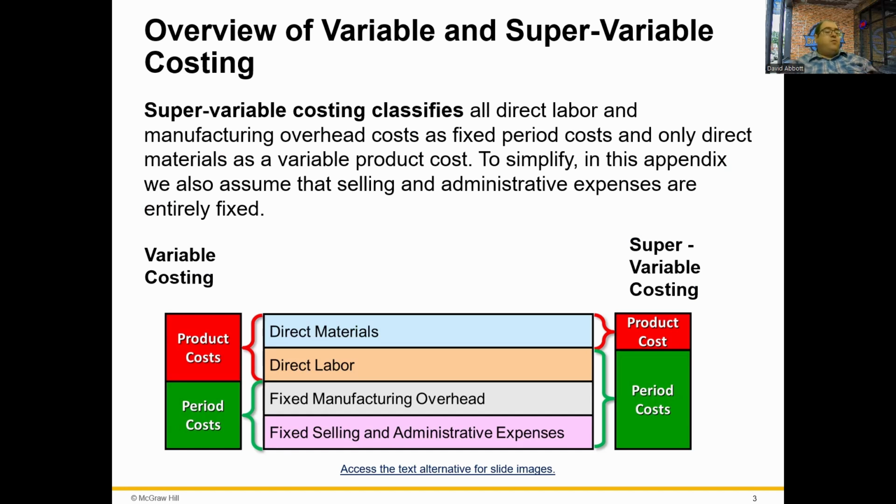This is opposed to variable costing, where the unit product cost consists of direct materials and direct labor costs. Our fixed manufacturing overhead and all selling and administrative expenses are treated as period costs and deducted from revenue as incurred. So that's what the difference is. Remember, in super variable costing, the unit product cost only consists of direct materials, whereas in variable costing, it includes direct materials and direct labor. So that is your difference there.